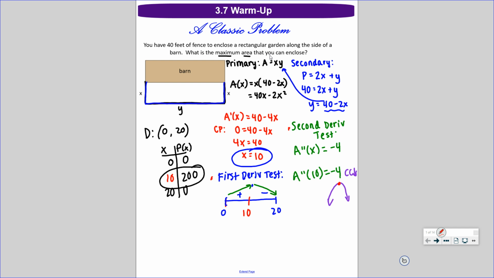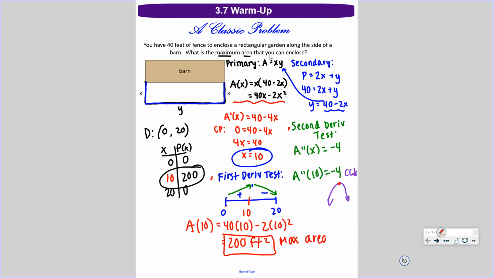Now, we didn't actually answer the question because they want to know what the maximum area is, and we just found what the x value would be. So you could figure out what y is, or you could just use our area function right here. We could just plug 10 in. I actually did it right here. And we get 200 feet squared for our maximum area. Max area when x is 10.